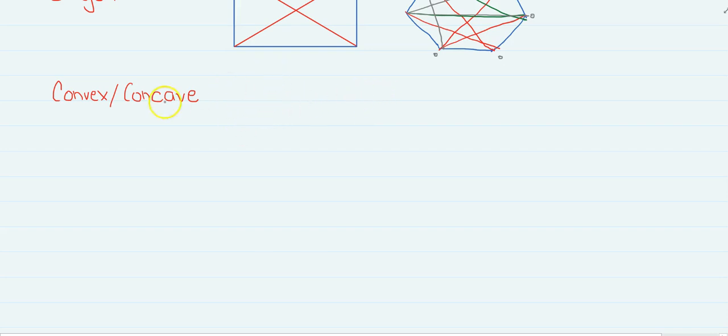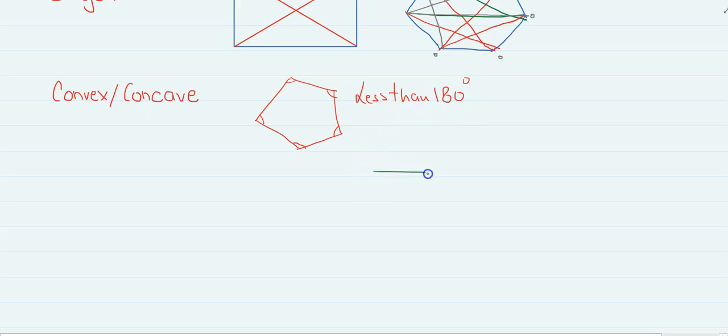We can also classify polygons in terms of convex and concave. If I draw a polygon of any number of given sides, then we can see that each angle is less than 180 degrees. You can see it yourself. There is no angle which is greater than 180.